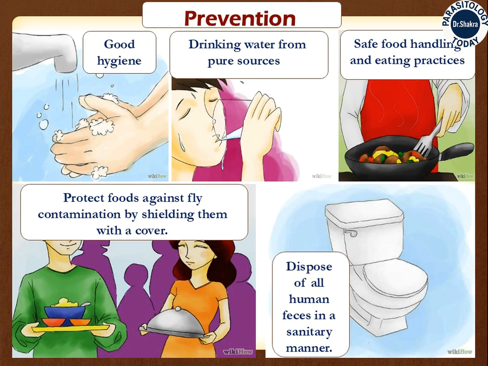Prevention. Good hygiene. Drinking water from pure sources. Safe food handling and eating practices. Protect foods against fly contamination by shielding them with a cover. Dispose of all human feces in a sanitary manner.